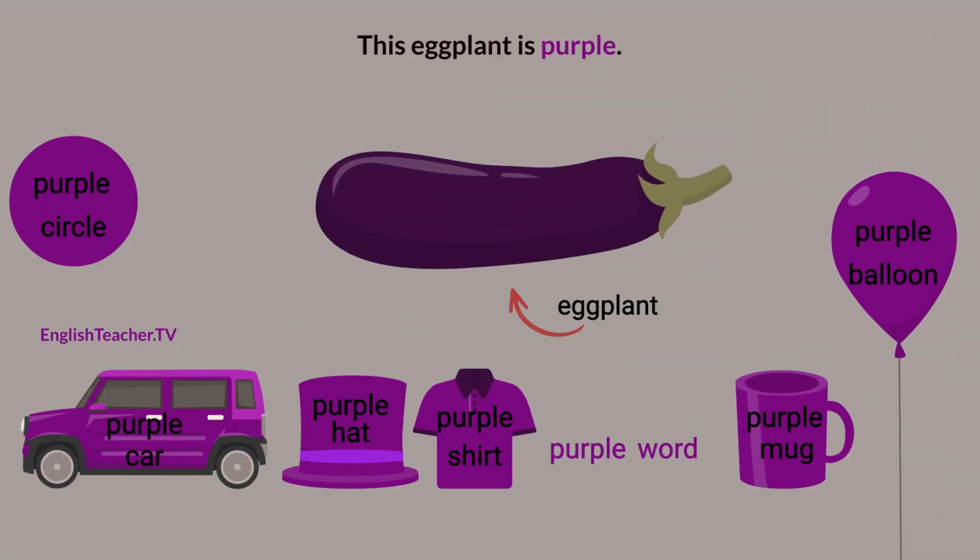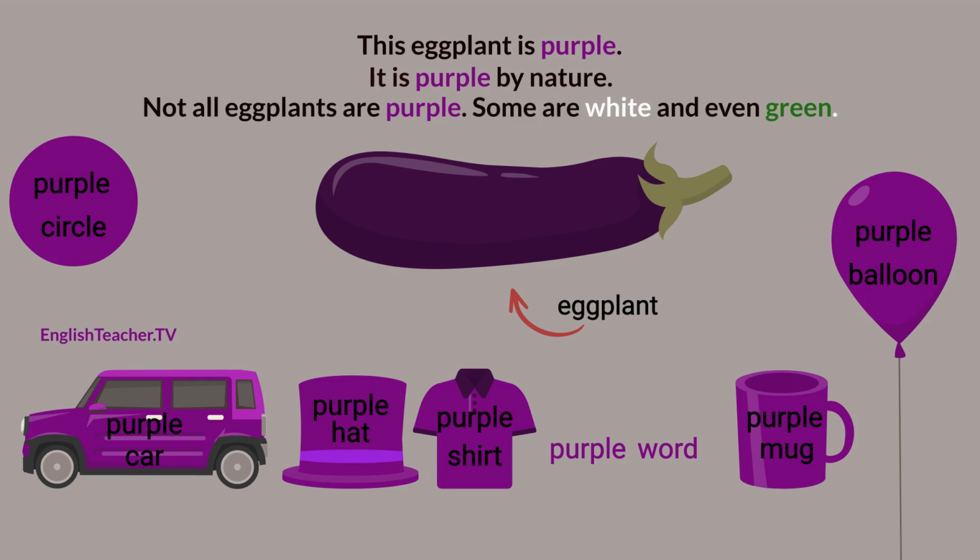Purple. This eggplant is purple. It is purple by nature. Not all eggplants are purple. Some are white and even green.